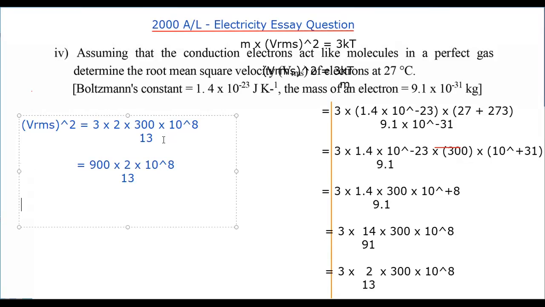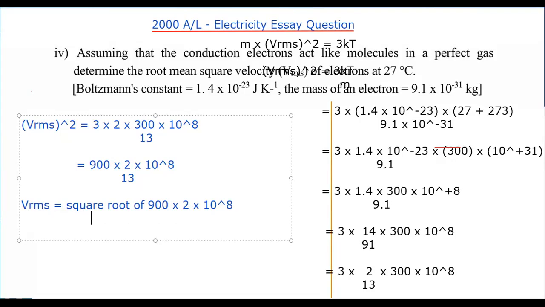Now, if VRMS square is this, then what should we do to find VRMS? Square root of it, very good. We should get the square root of this number: square root of 900 into 2 into 10 to the power 8, divided by 30. Now it's so simple. Then VRMS equals, what is the square root of 900? Unmute the mic and tell me quick.